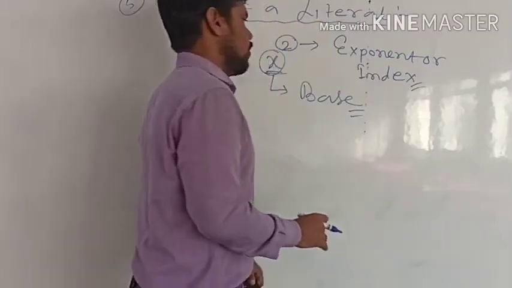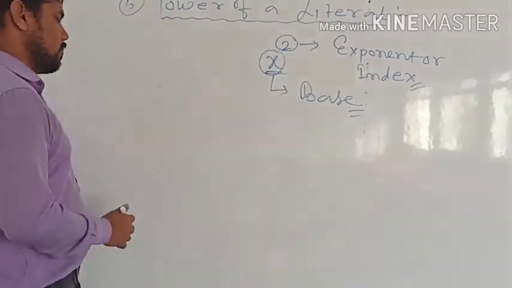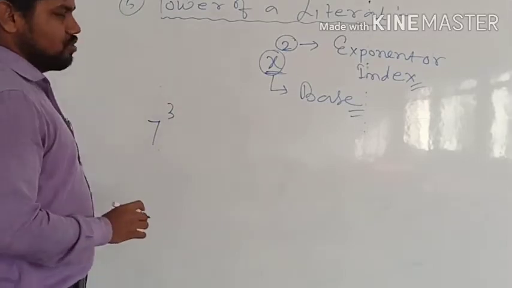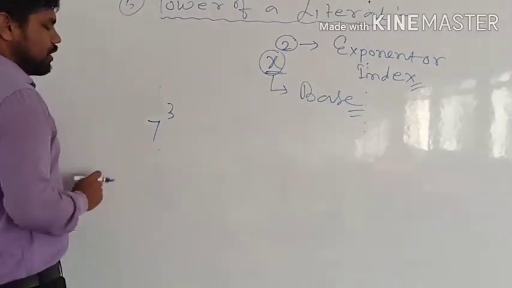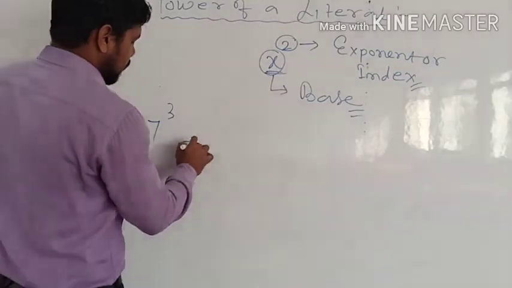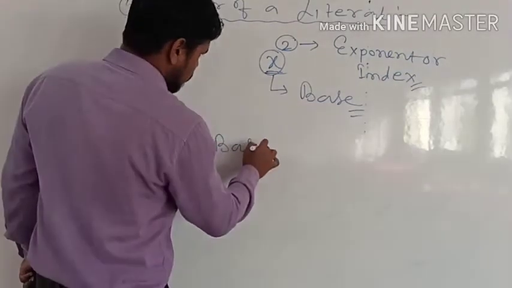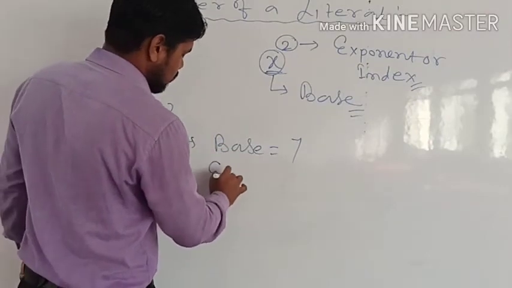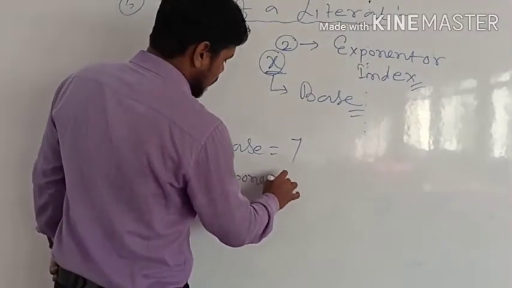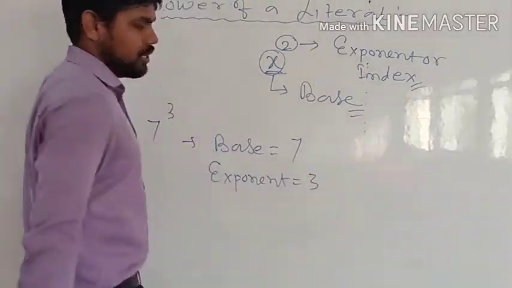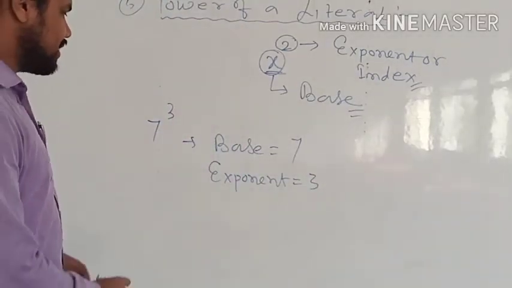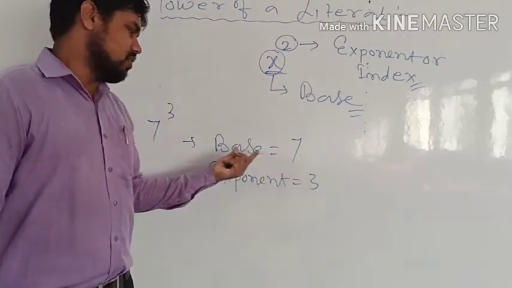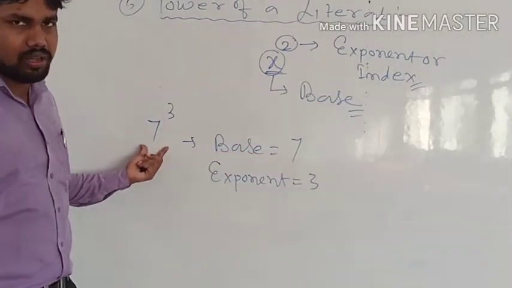This is called exponent or index. So for example, I am taking 7 to the power 3, 7 raised to the power 3 or 7 cube. So here we have base is equal to 7 and exponent or index is 3. Maybe in a question the exponent is given and base is given, you have to form like this. So you can do that also.